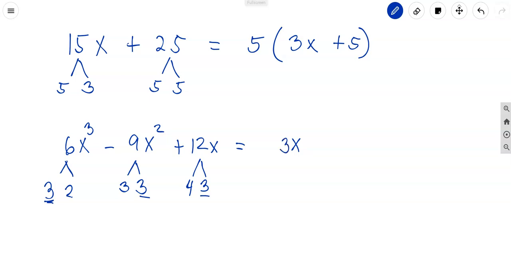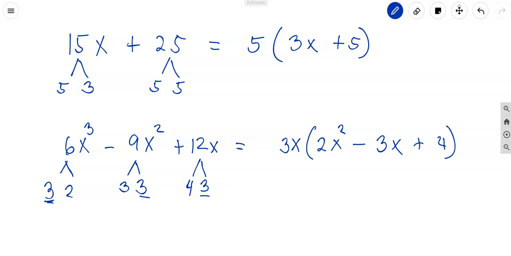And then after that, what will be the remaining value? We will have 2, and then minus 1x here. Therefore, we will get 2x squared minus, again, divide that one here, 3x, plus 12x divided by 3x. Therefore, we will get positive 4. So this is now the factor of 6x cubed minus 9x squared plus 12x.